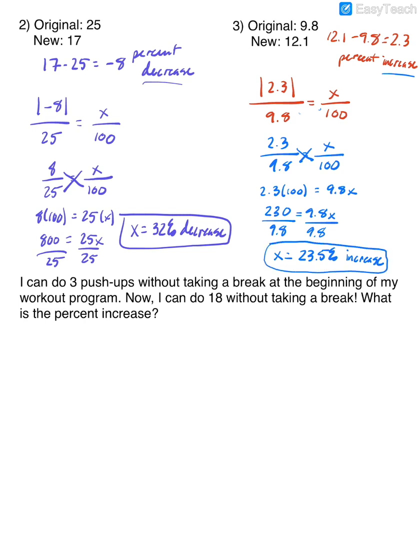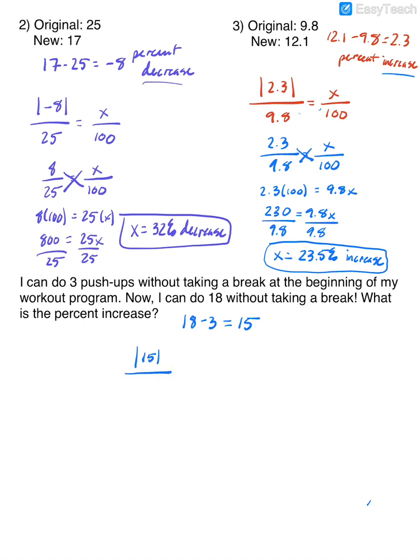Okay. So now we kind of want to be able to apply it to a problem with context. So this problem says that I can do 3 push-ups without taking a break at the beginning of my workout. Now I can do 18 without taking a break. What is the percent increase? So here it's already telling you you're increasing. So you don't have to state that. They just want to know what the percent is. So my new is 18. My old or original is 3. That gets me 15. So it should be positive.